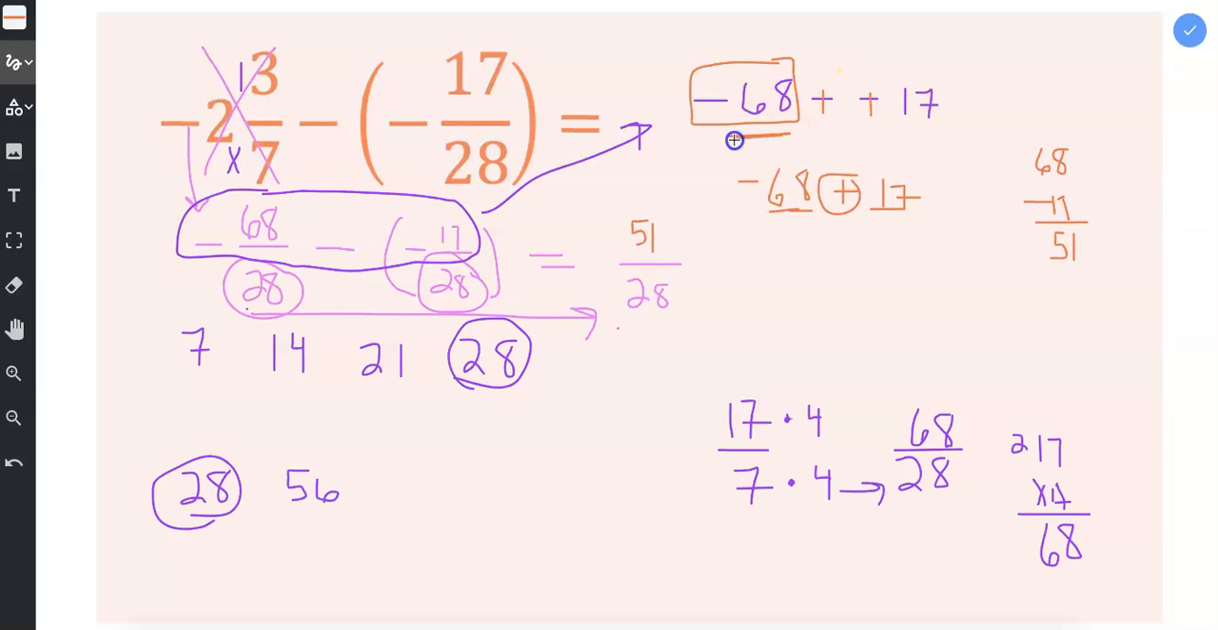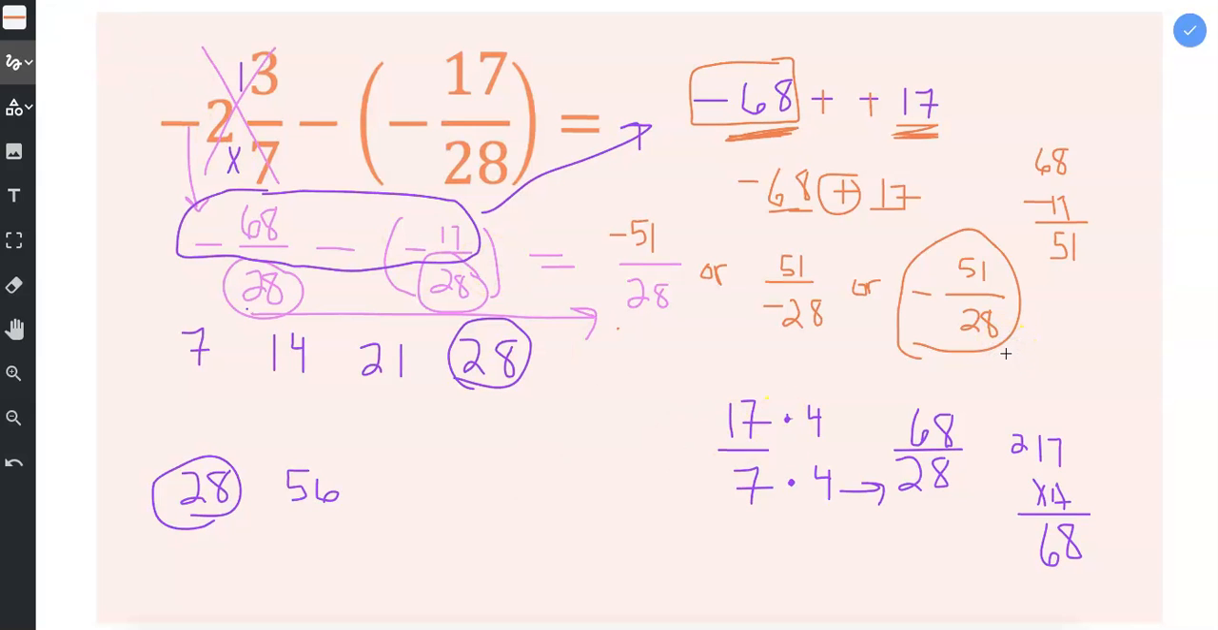Well, look back. 68 is larger than 17 in terms of absolute value. So we have more of the negatives than the positives. So that's a negative 51 over 28. Remember, we can also write that as 51 over negative 28, or more normally people will write their answer with the negative in the middle beside the fraction bar, and then they'll have the 51 in the numerator and the 28 in the denominator. So our final answer is negative 51 over 28.